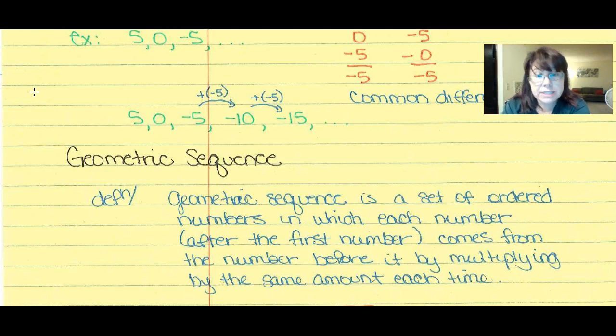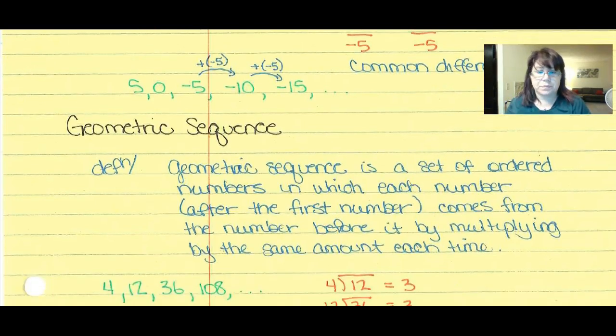A geometric sequence is a set of ordered numbers in which each number, after the first number, comes from multiplying the number before it by the same amount each time. So again, an arithmetic sequence is adding the same thing. A geometric sequence is multiplying the same thing. So let's see an example.